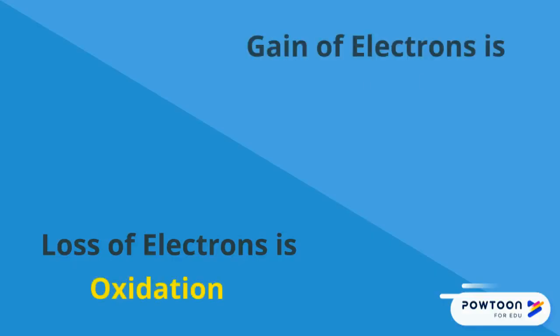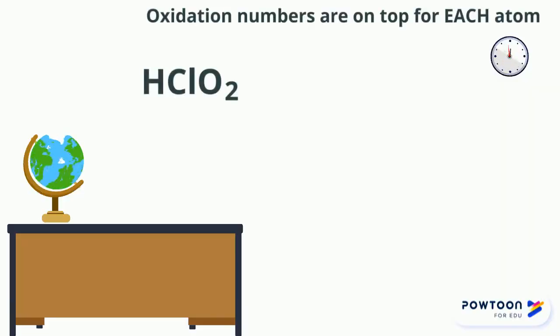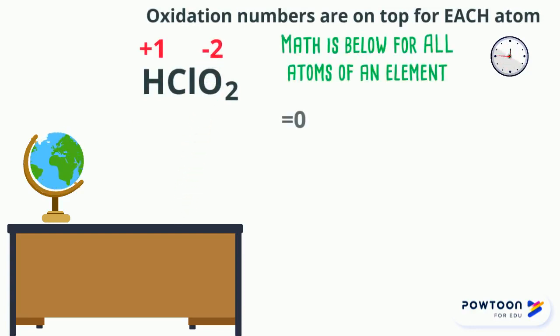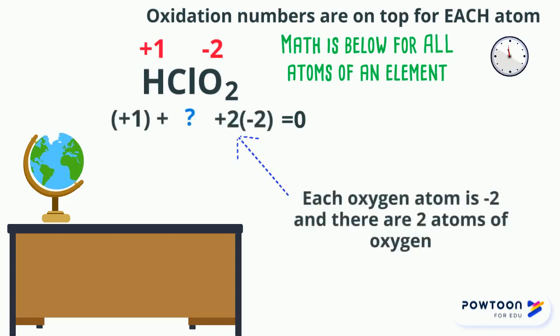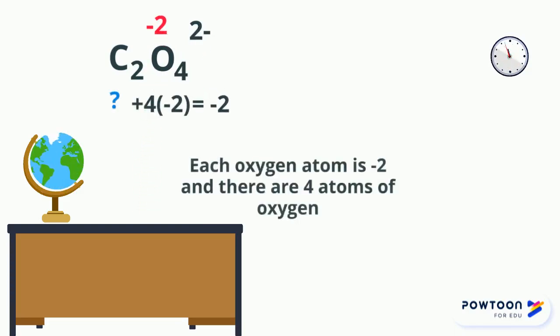In redox reactions, if something gains electrons, then something else must have lost those electrons. Consider this compound. The hydrogen has a +1 oxidation number and oxygen a -2. Since this is a neutral compound, all of the oxidation numbers add to 0, so the chlorine must be a +3. For polyatomic ions, the oxidation numbers add to the charge on the ion. Consider these examples.